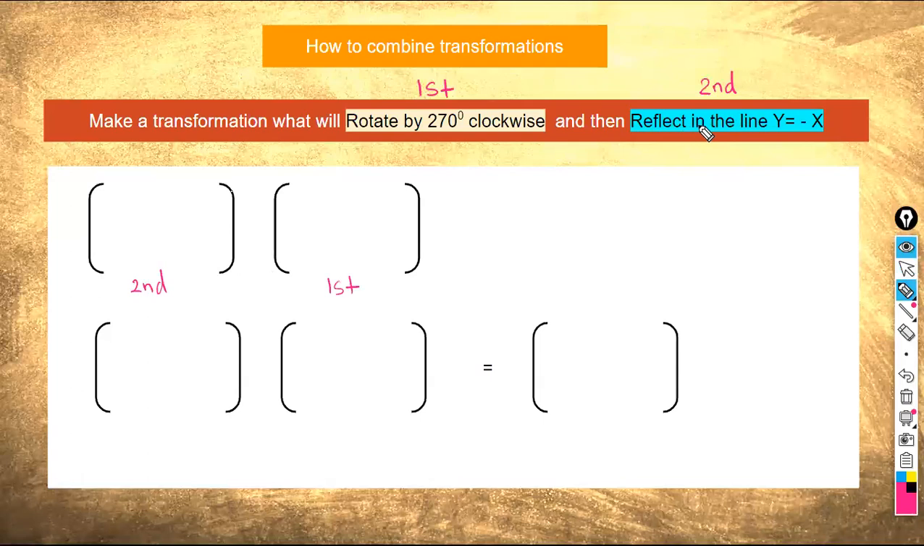A reflection in the line y is equal to minus x. I believe it was this matrix, right? 0, -1, -1, 0. Everyone agrees with that? Number is a reflection in the line. Look at the minus sign here. Y is equal to minus x. Correct so far?